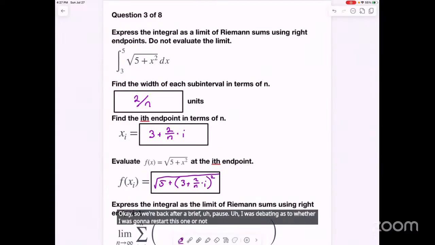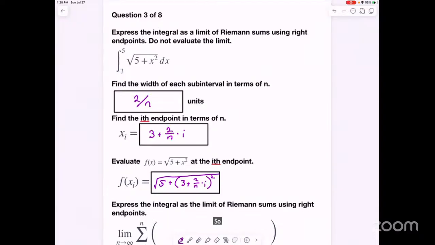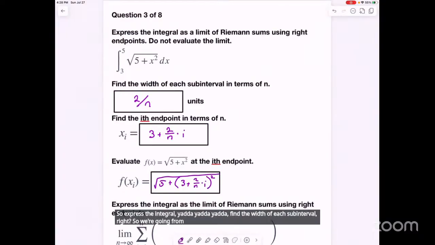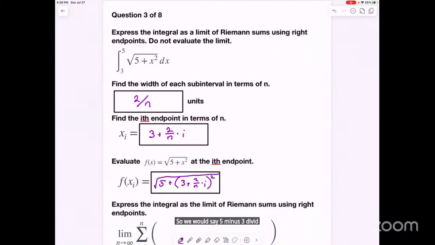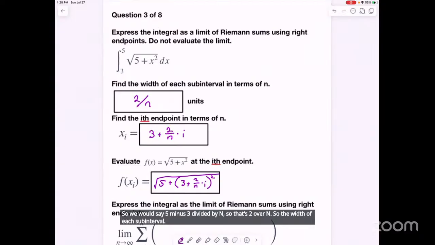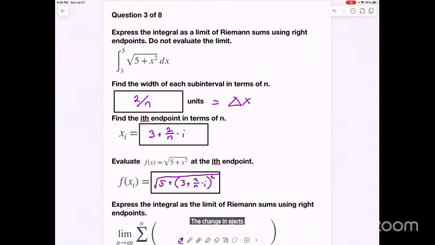I think I'm going to keep what I have because we're actually not that far off. But I'll do a quick recap. Express the integral, and so on. Find the width of each subinterval, right? As x goes from 3 to 5, that was fine. So 5 minus 3 divided by n, that's 2 over n. The width of each subinterval is our delta x, the change in each x. So we can use that later.